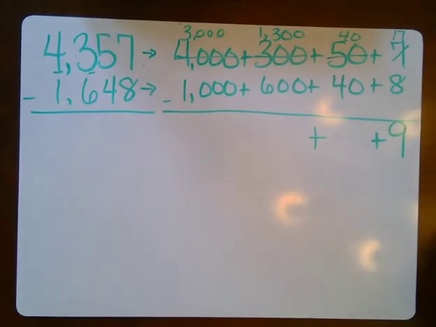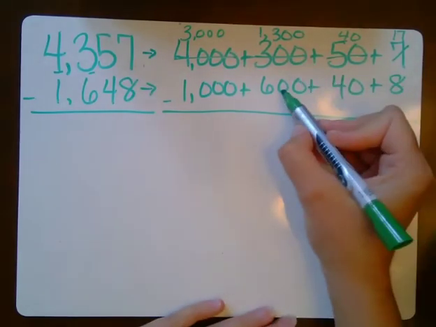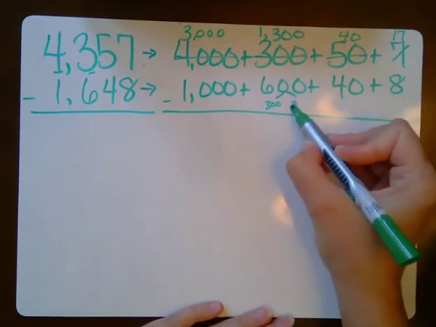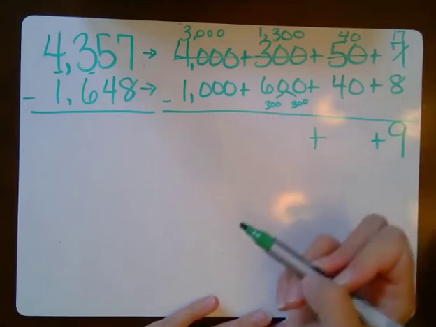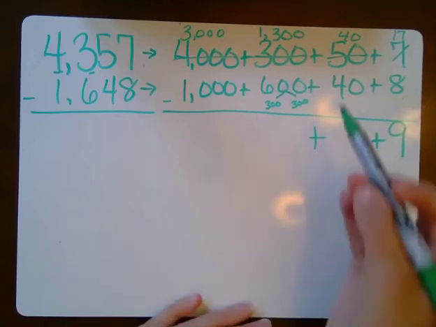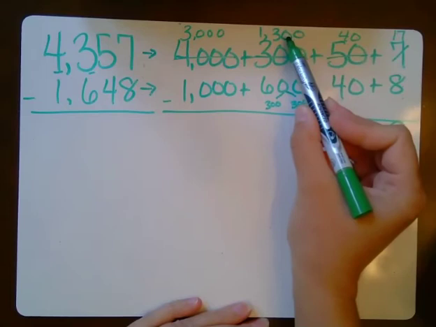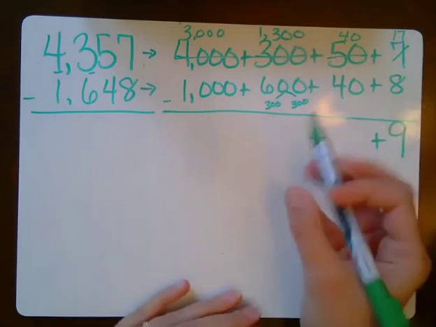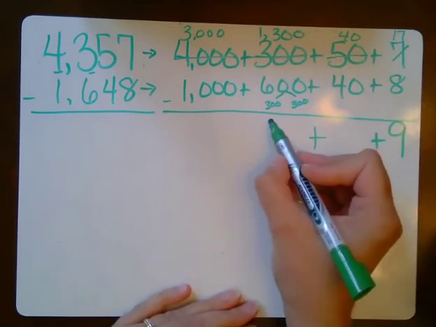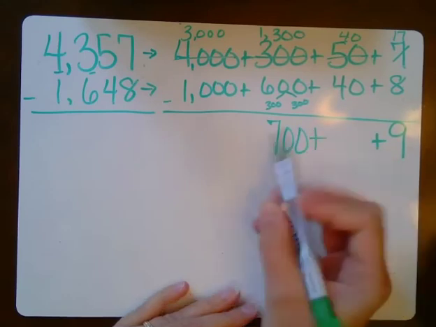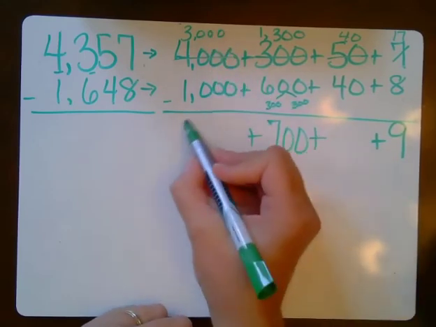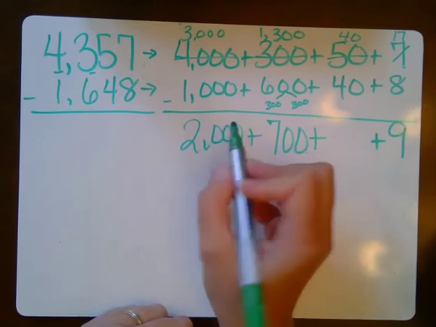Now the easiest way for me to subtract this is I break it down in my head. Instead of 600, I think of 300 and 300. 300 plus 300 is 600. What I mean is I can take 300 away from 1,300 and that leaves me with 1,000. And then 1,000 take away 300 leaves me with 700. And then lastly, I have to take 1,000 away from the 3,000 and that leaves me with 2,000.